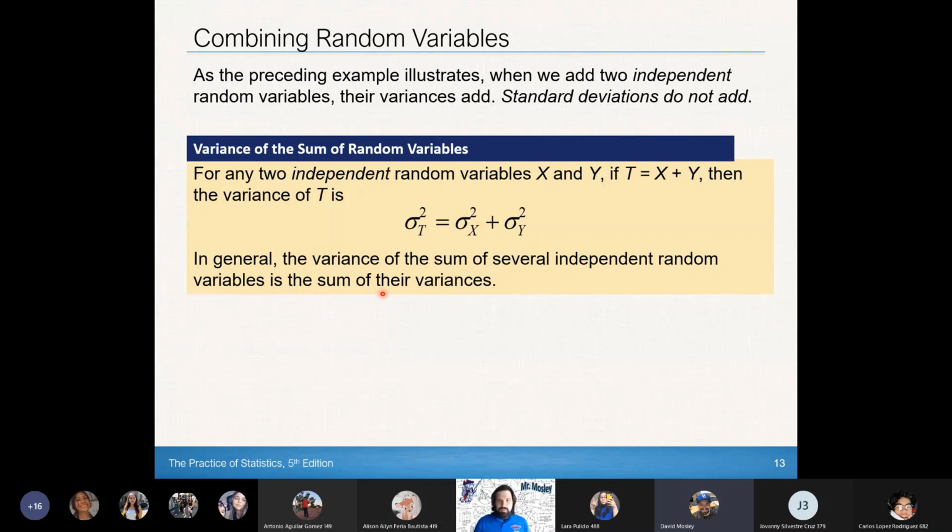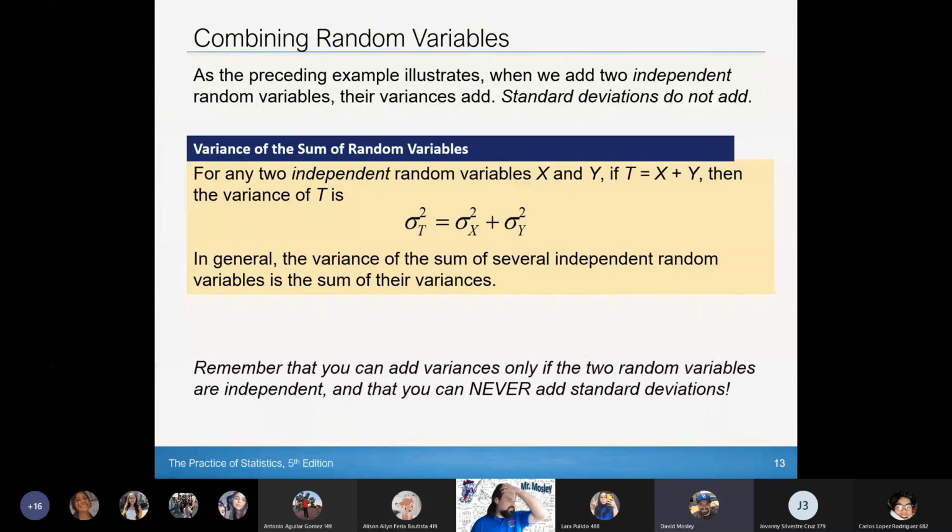So again, this helps. It gives me a way of not doing all those extra calculations. If I know that they're independent, I can add the variances, and then if I need the standard deviation, I just take the square root. Remember that you can add variances only if the two random variables are independent, and that you can never add standard deviations. That is not a thing. You can't add the standard deviations. You must add the variances.